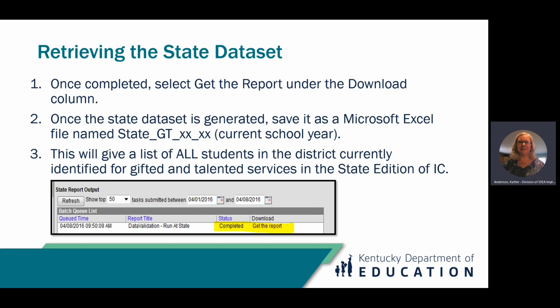Once the state data set is generated, save it as a Microsoft Excel file named state_GT_ with the current school year. This will give a list of all students in the district currently identified for gifted and talented services in the state edition of Infinite Campus.